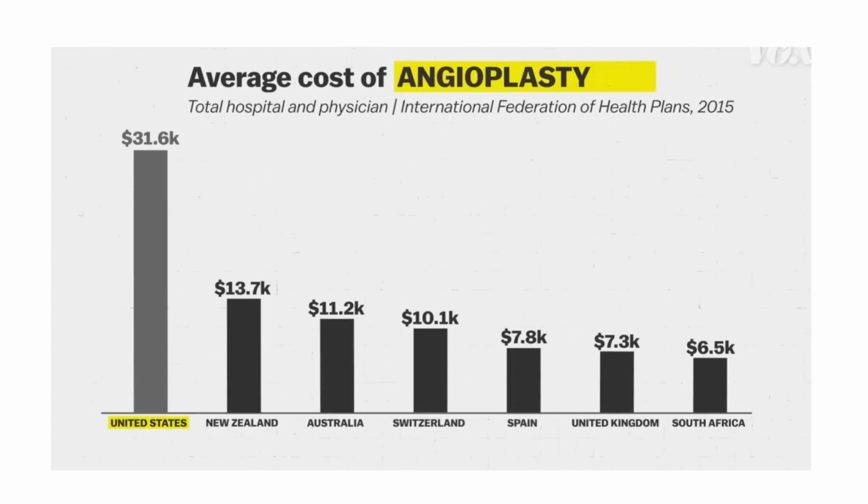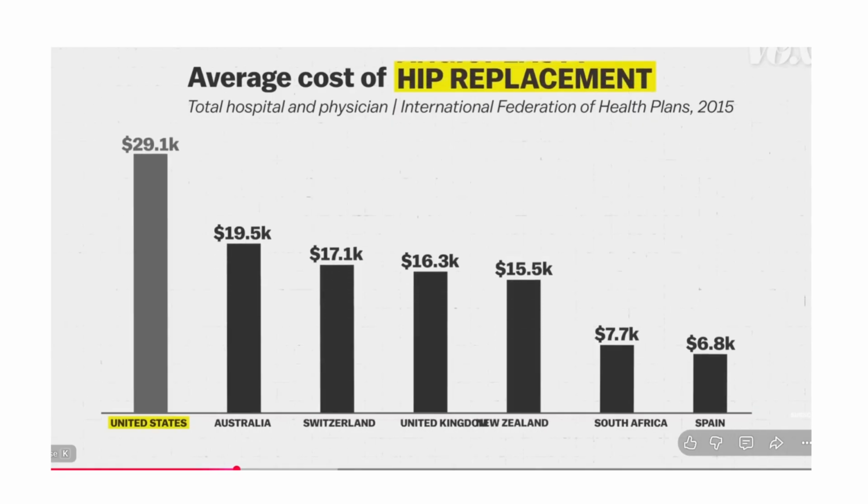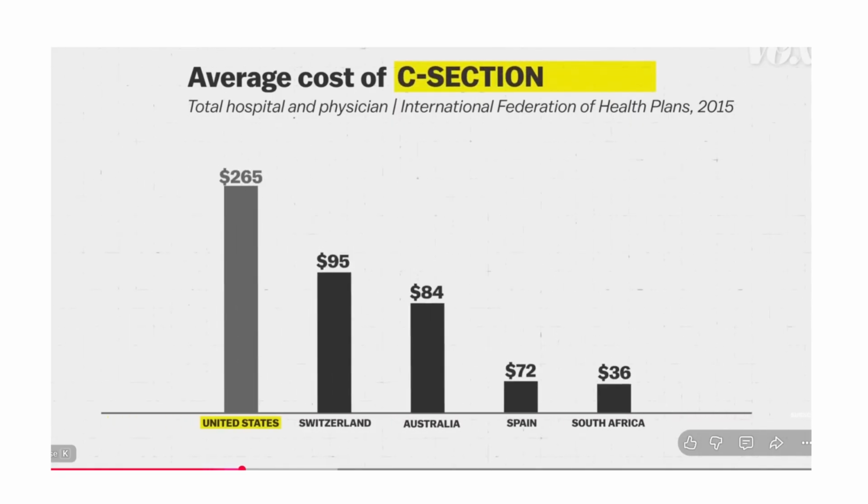Every time we go to the doctor for everything from an angioplasty to a hip replacement, from a C-section to a pain reliever. The irony of American healthcare, it's so expensive that it's become hard to make it cheaper.